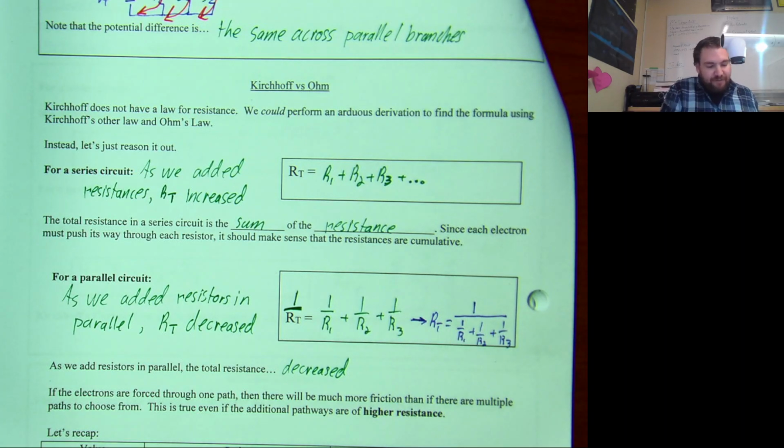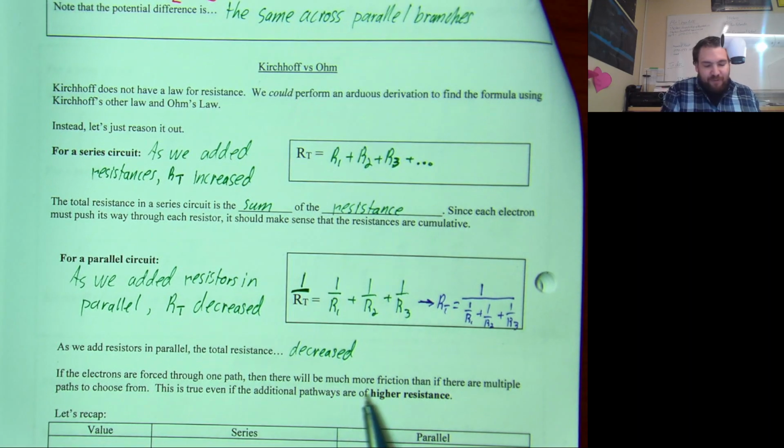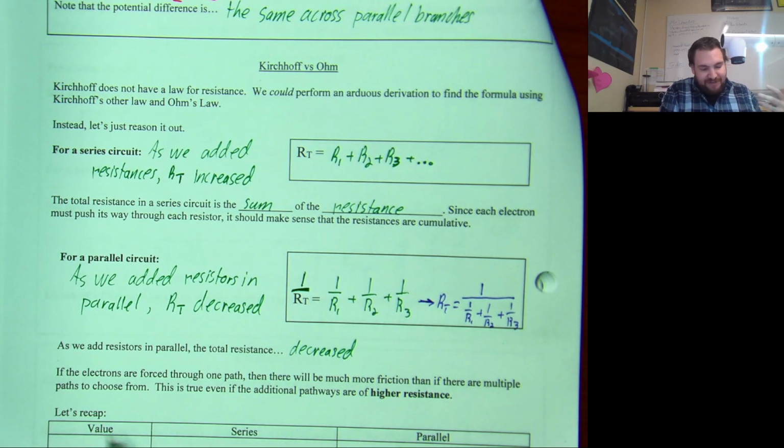If the electrons are forced through one path, then there will be much more friction than if there were multiple paths to choose from. So by providing multiple paths, you're lowering the total overall resistance.